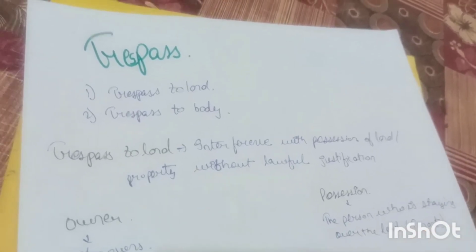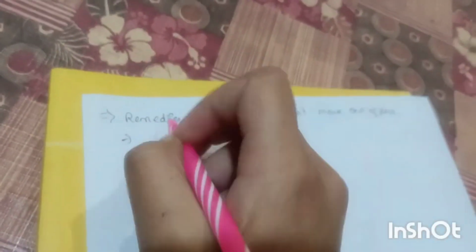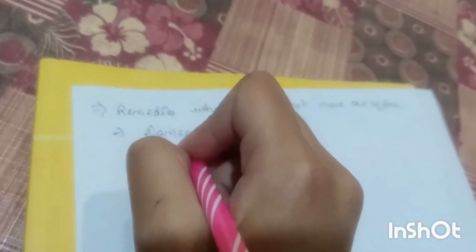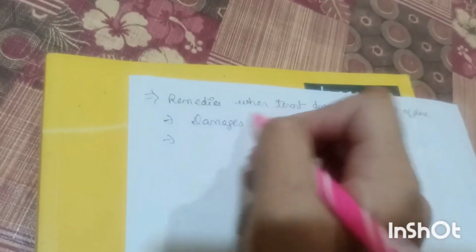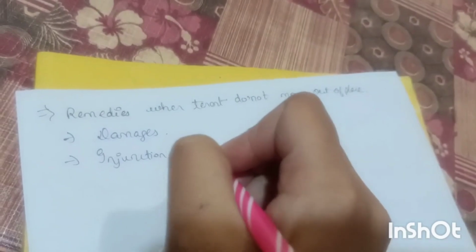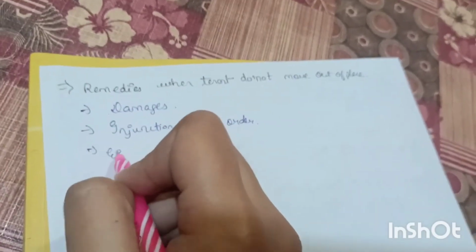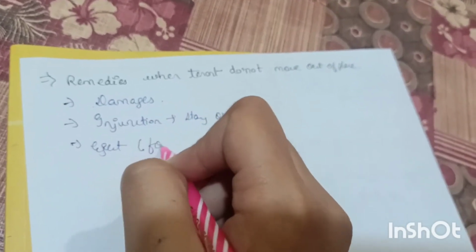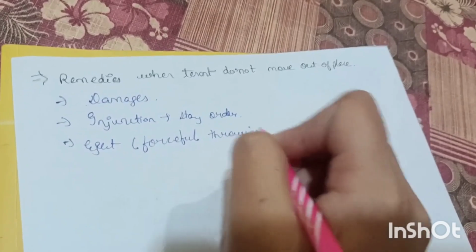Okay, so let's see that there are some cases when the tenant does not move out of the place. So what are some remedies? The first one is damages, which means compensation has to be given from the tenant to the owner. The second one is injunction. Injunction means that there will be a stay order from the court. The next one is eject. In this, it means that we are forcefully throwing the person out.